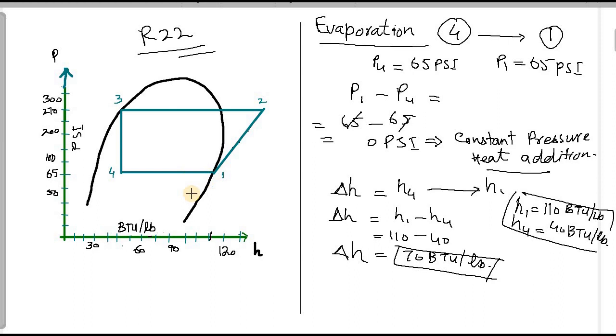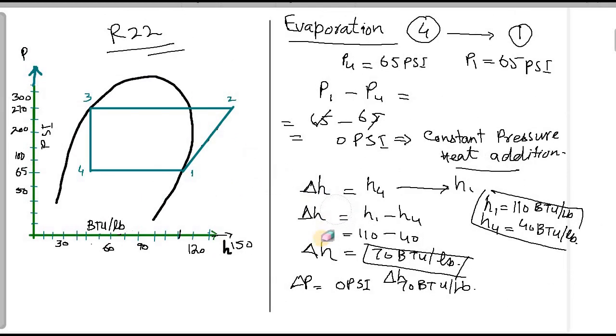So during this evaporation process, the pressure difference is 0 psi, which is also called a constant pressure process, and the change in enthalpy is 70 BTU per pound. This is our delta H, while this is our delta P. Now we will move to the second process, which is a compression process, from point 1 to point 2.